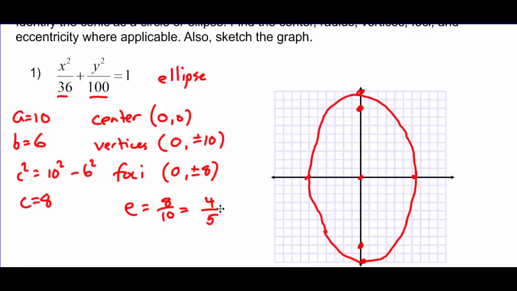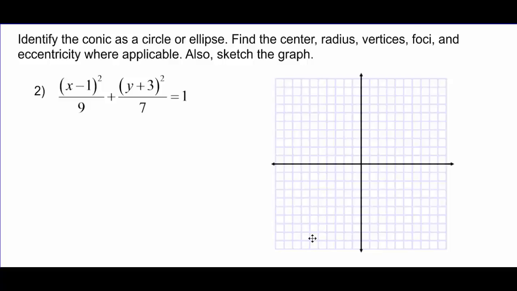And again, we'll get more in depth with this later in the year, but for now, you can know this. The closer the eccentricity is to 0, the closer that ellipse is going to be to a circle. So a circle actually has eccentricity exactly of 0. An ellipse is always between 0 and 1. The closer it is to 1, the more elongated that ellipse would look. The closer it is to 0, the more circular it would look.